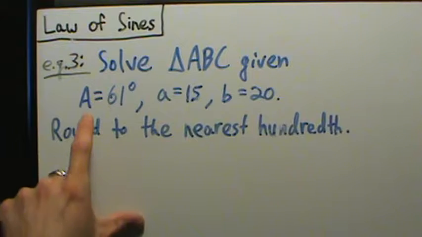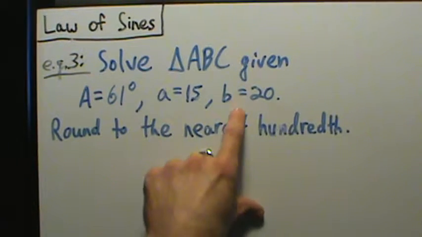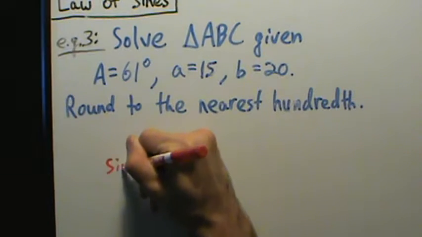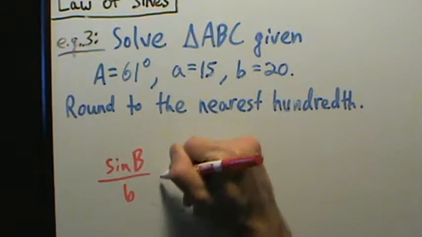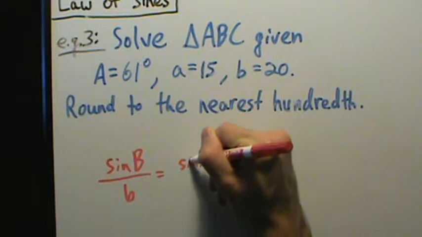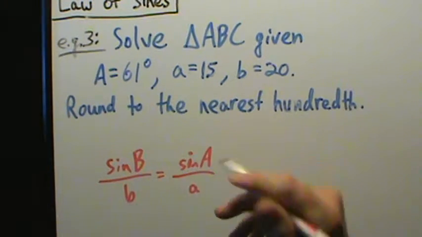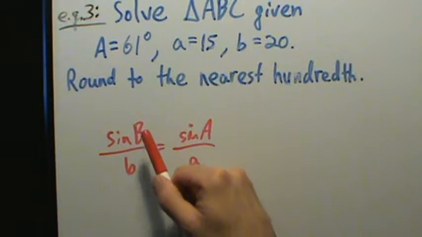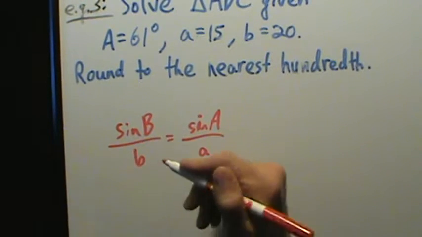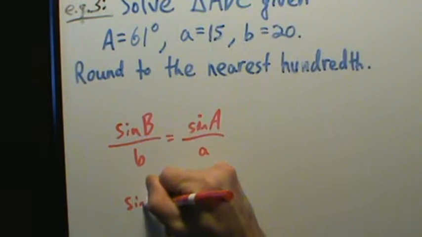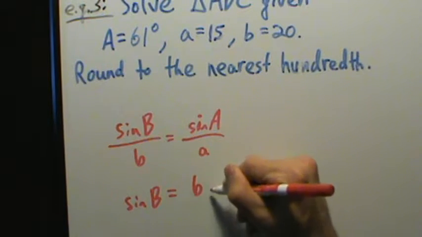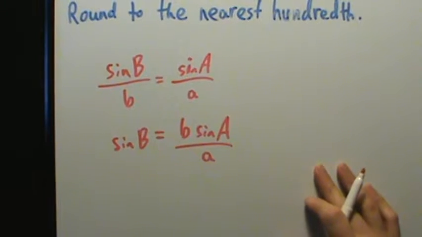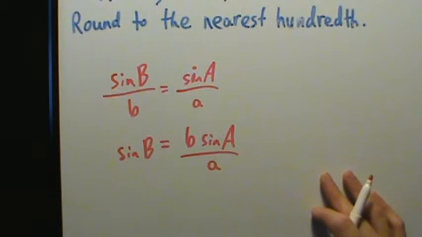Okay, so we have angle A, we have side A and side B. So if we think about the law of sines, one of the things that it says is sine of big B over little b equals sine of capital A over little a. We have capital A, we have little a, we have little b, so let's use all that to get big B, if we can. So multiply both sides by little b, and we get sine of big B equals little b sine A over little a.